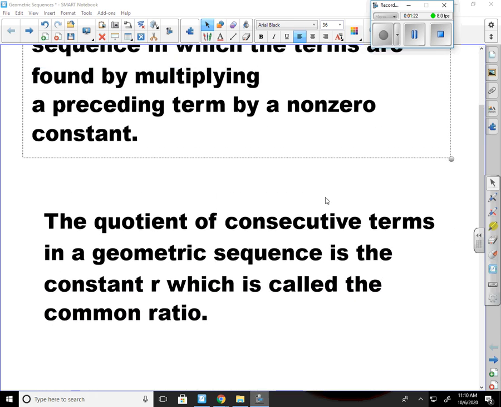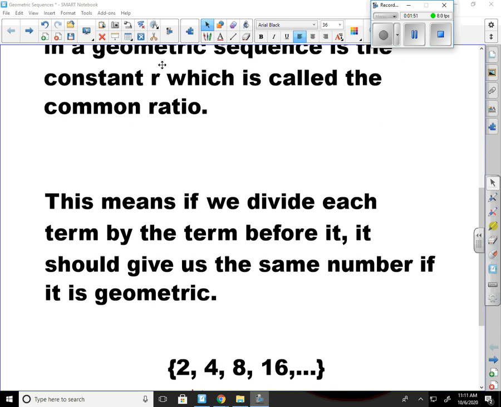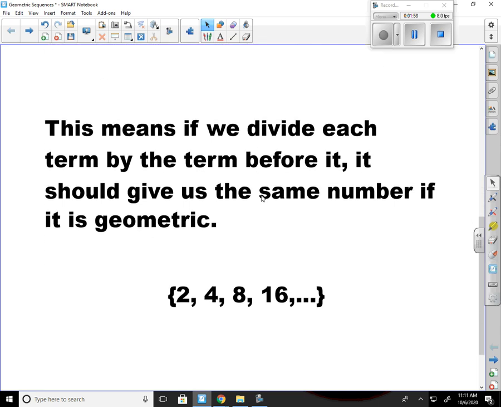The quotient, which means if we divide consecutive terms in a geometric sequence, is the constant r, which is called the common ratio. Before it was the common difference. Now we have the common ratio. So in order to find our common ratio, or the constant that we're multiplying by, we would take the second term and divide it by the first, or the third divided by the second, and so on. If we divide each term by the term before it, it should give us the same number if it's a geometric sequence. That's how we would test it.